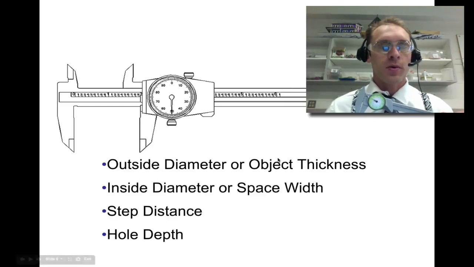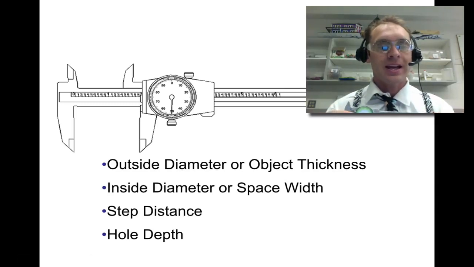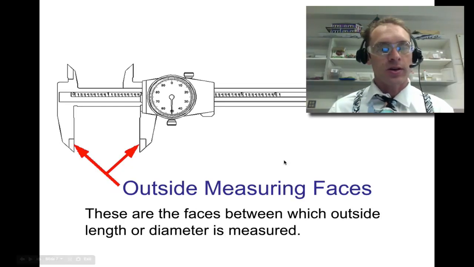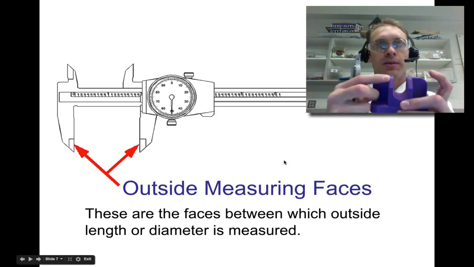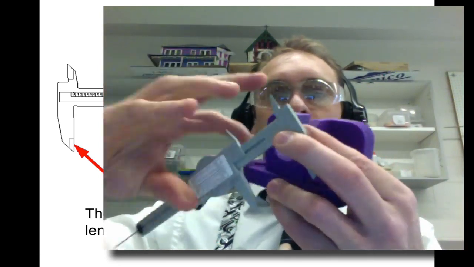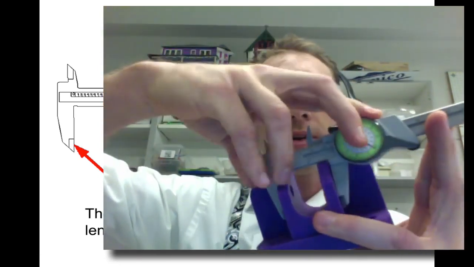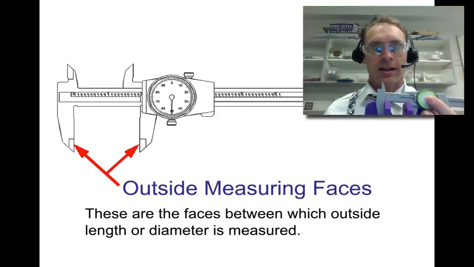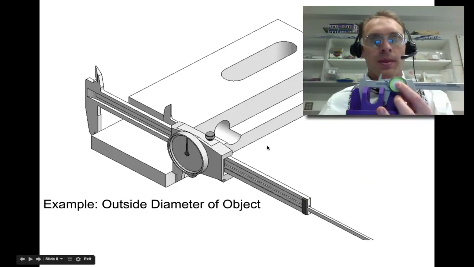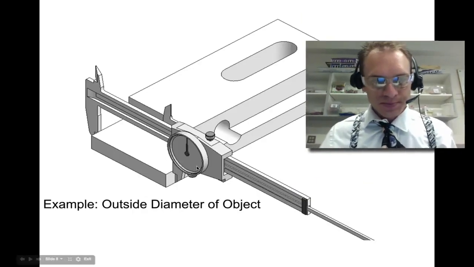They are used to perform measurements of outside diameter or object thickness on the outside of an object, on the inside of an object, a step, and a hole. I'll show you all of these. So measuring the outside faces, if I want to see how far it is from this face to this face, I simply open up the calipers and squeeze them together, and then I'll have a measurement here. I'll show you exactly how to read this in a bit. That's another example of measuring the outside diameter of an object.